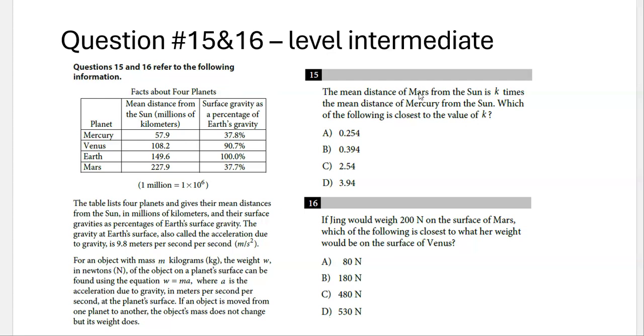It says the mean distance of Mars from the sun is k times the mean distance of Mercury from the sun. Which of the following is closest to the value of k? So just from this question, we can set up an equation without having to read any of this. You'll have to look at this table to plug in some values, but you don't need to read any of this. Maybe if you need help understanding what this table is, then go ahead and read it by all means. But if you are comfortable with it, read the question first and then come back to the information over here, this blurb over here.